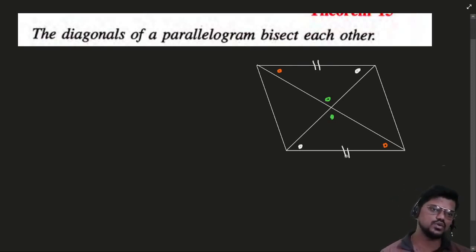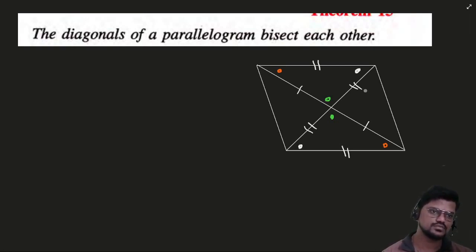So now what can I say? That the two triangles are congruent. Since the two triangles are congruent, this side will be equal to this side, corresponding sides of congruent triangles. Also, this side will be equal to this side. Therefore, we can say that the diagonals of a parallelogram are bisecting each other.